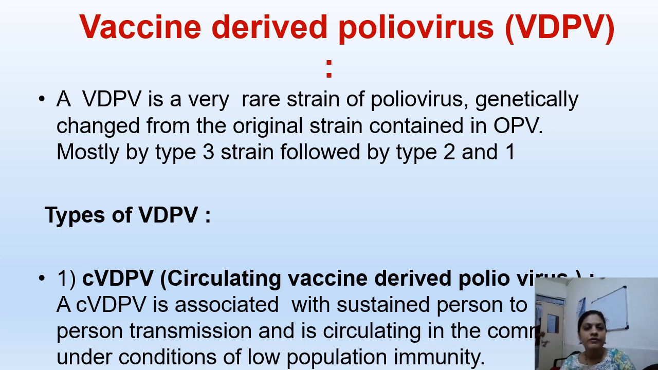The setting. Another term we commonly see is the vaccine-derived poliovirus, VDPV. A vaccine-derived poliovirus is a very rare strain of poliovirus, genetically changed from the original strain contained in OPV, mostly by the type 3 strain, followed by type 2 and type 1.